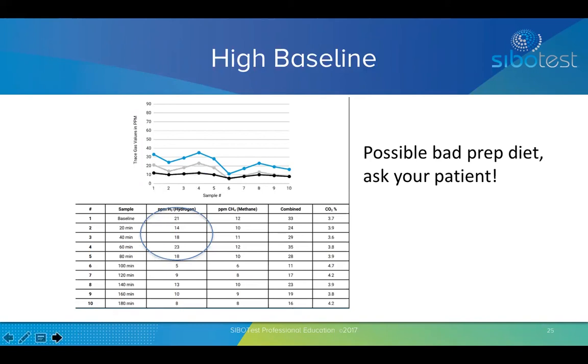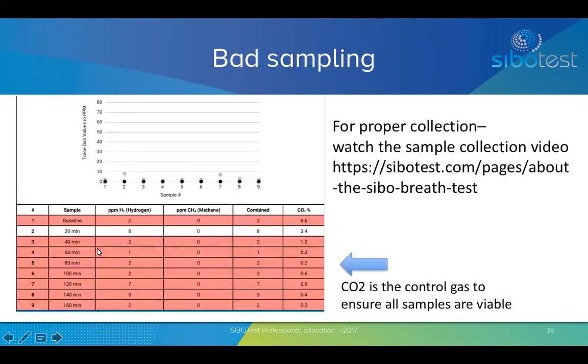This is an example of somebody who really messed up on their sampling. And so the way to assess this is to look at the carbon dioxide column here. Anything over 1.5 is accurately sampled. Anything below that is inaccurately sampled, meaning that they possibly punctured the tube prematurely and contaminated that sample with room air.